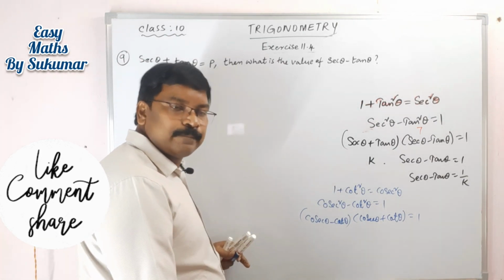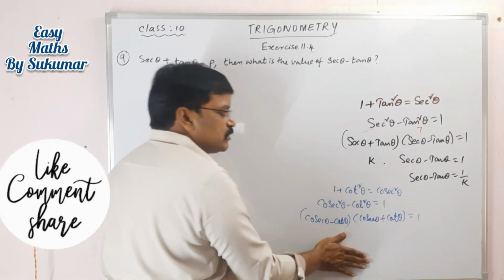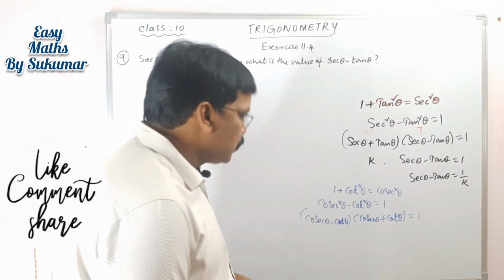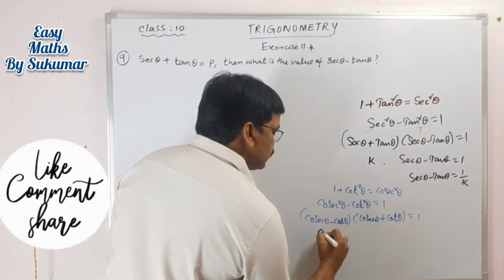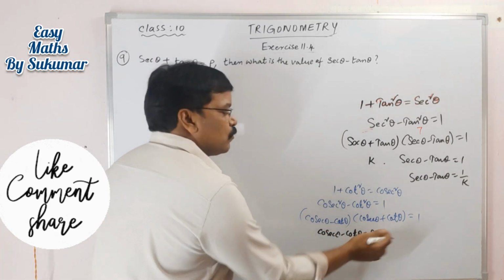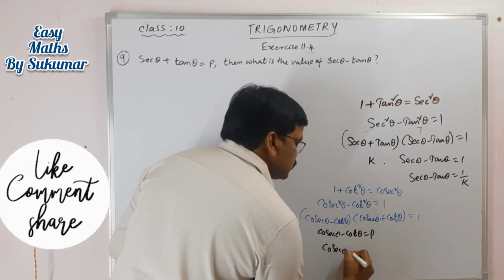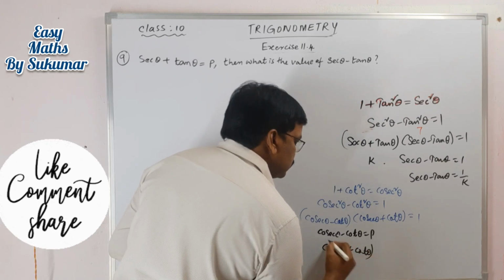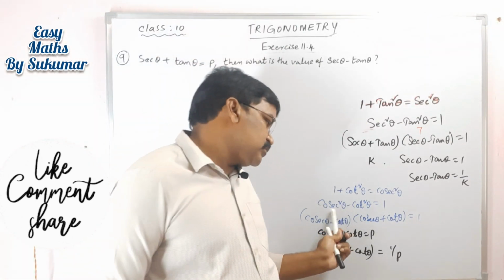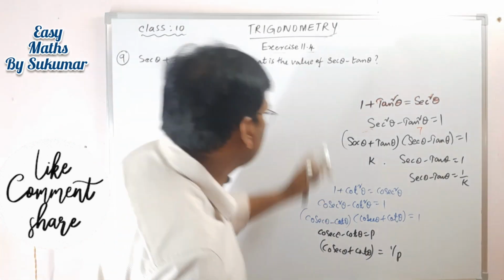By small m. This value is some p, means what about cosecant theta minus cot theta? 1 by p. Look, this is p, means cosecant theta minus cot theta. This value is some p, means what about cosecant theta plus cot theta? So cosecant theta plus cot theta is equal to 1 by p. Just transpose this p to the other side, then that is 1 by p. I hope you understand this, my dear students.